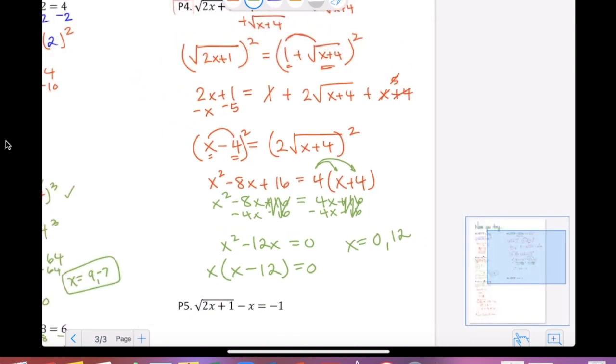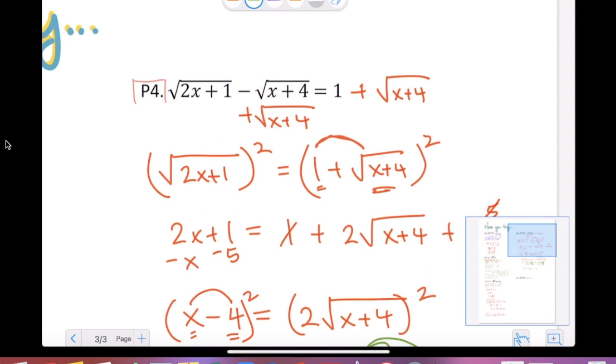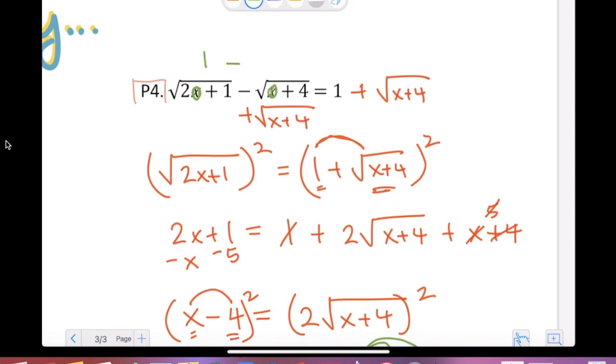Hopefully you recognize that this is going to have an extraneous solution. So we're going to go back in and plug in those two numbers. If I plug in a 0 here, 2 times 0 is 0 plus 1, square root of 1 is 1. If I plug in a 0 here, 0 plus 4 is 4. The square root of 4 is 2. And notice 1 minus 2 is negative 1. It does not equal positive 1, so that is our extraneous solution.